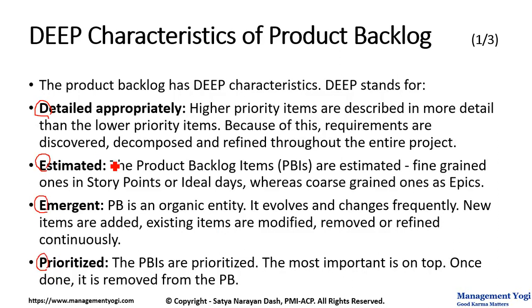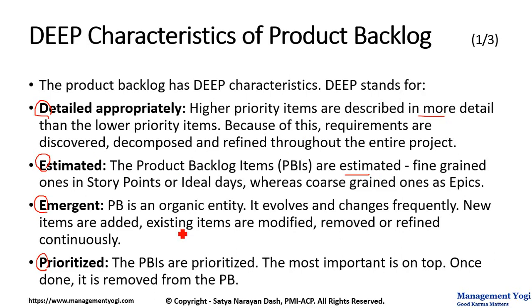So first is detailed appropriately. Higher priority items are described in more detail than the lower priority items. Because of this, requirements are discovered, decomposed and refined throughout the entire project. Next is estimated. The product backlog items are estimated. Fine-grained ones in story points or in ideal days, whereas the coarse-grained ones at the bottom of the backlog will be as epics, which are very large user stories.